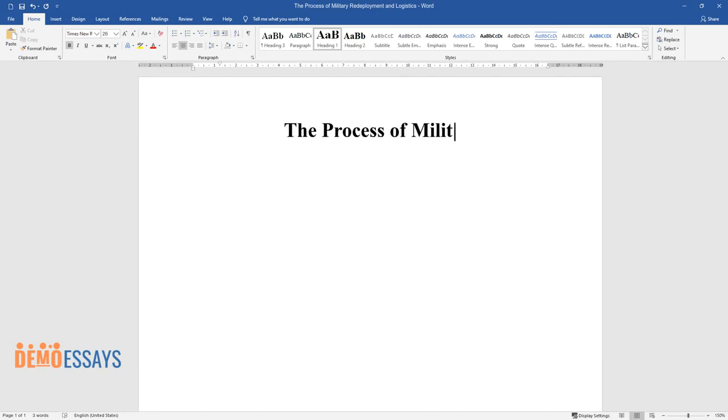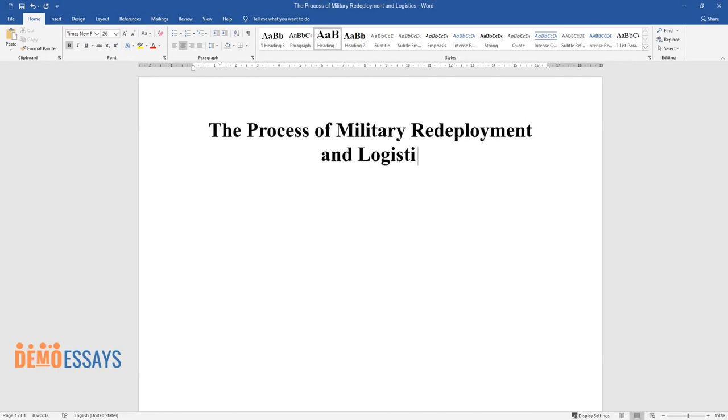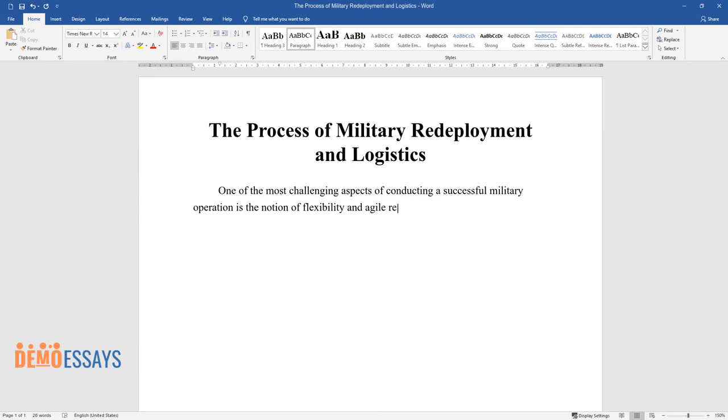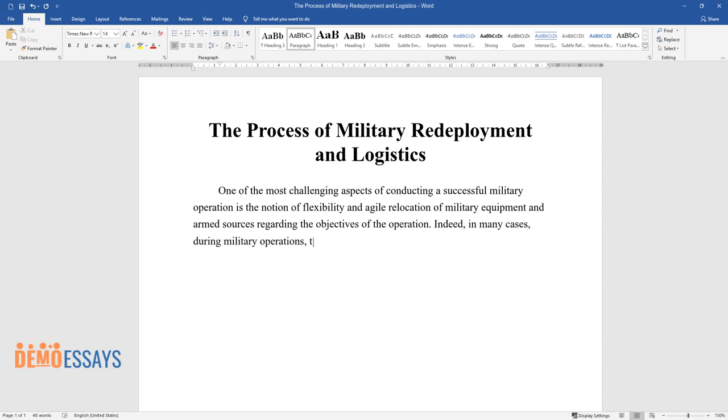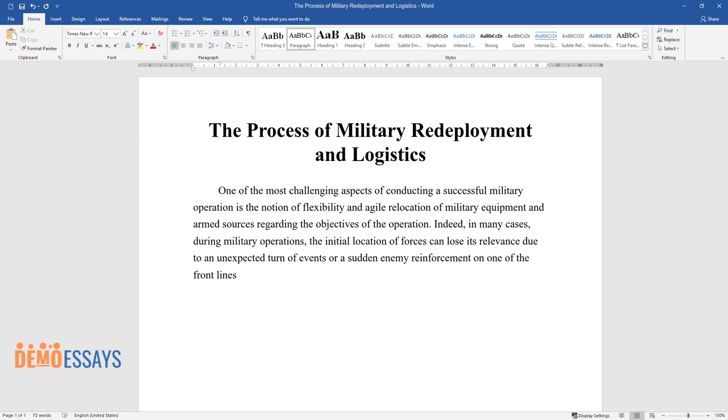The process of military redeployment and logistics. One of the most challenging aspects of conducting a successful military operation is the notion of flexibility and agile relocation of military equipment and armed forces regarding the objectives of the operation. Indeed, in many cases, during military operations, the initial location of forces can lose its relevance due to an unexpected turn of events or a sudden enemy reinforcement on one of the front lines.